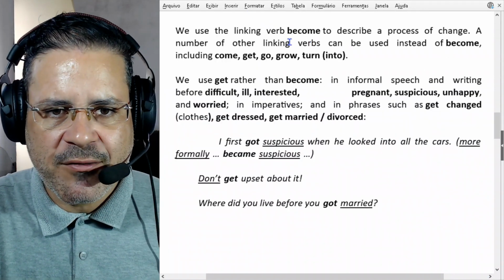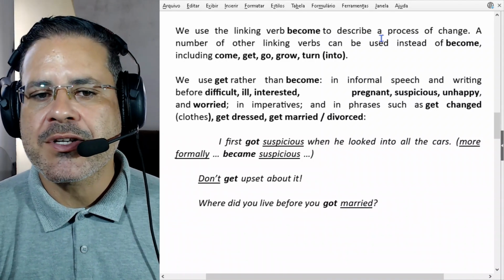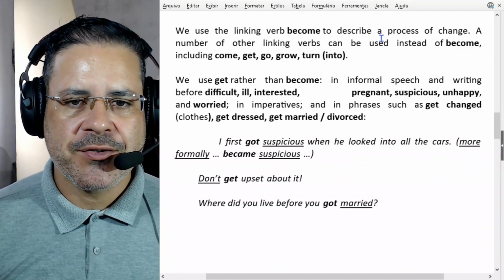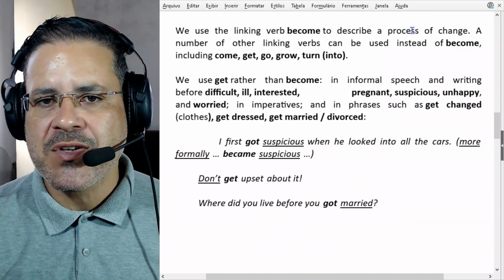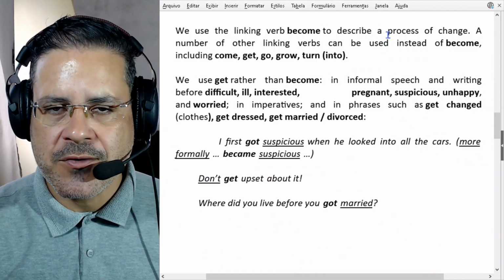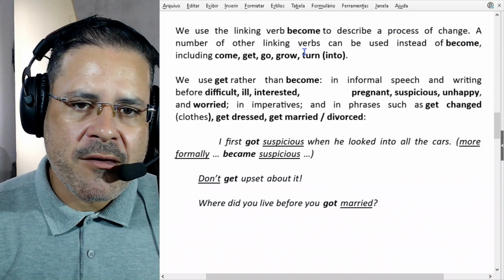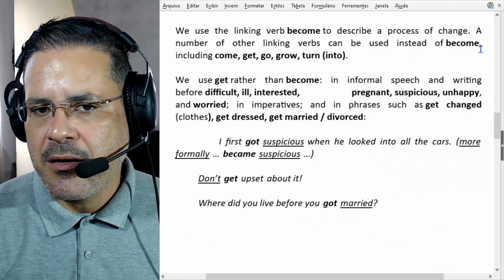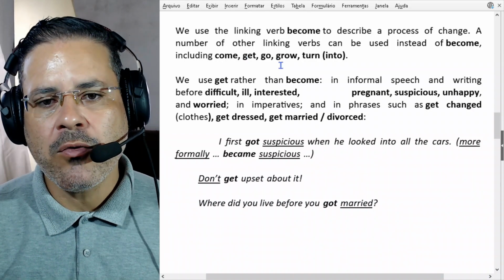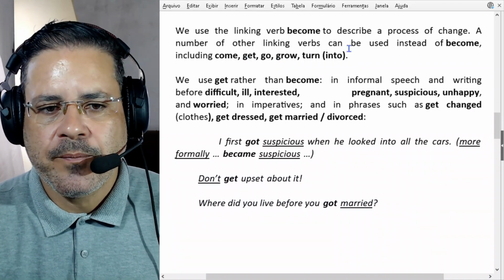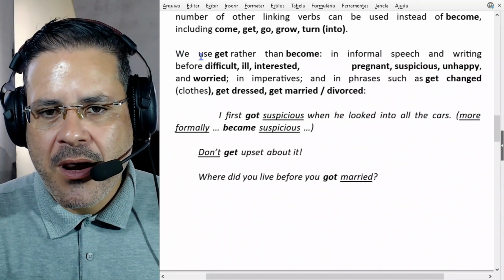We use the linking verb become to describe a process of change. Remember that, specifically in relation to the verb to become. You've got to have that in mind. We're talking about a process of change. Become is about a process of change. Remember that. A number of other linking verbs can be used instead of become, including come, get, go, grow, turn, or turn into.